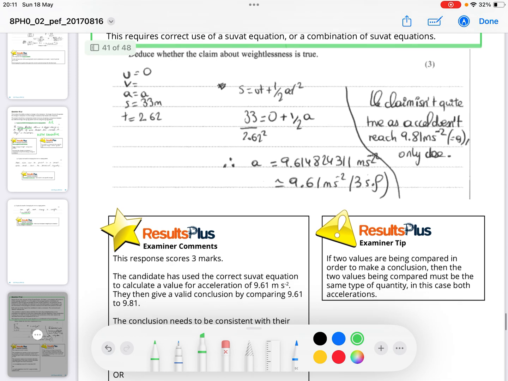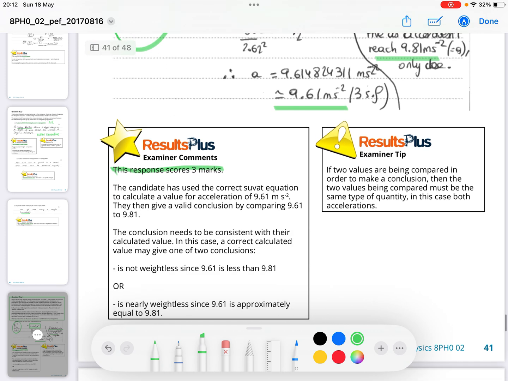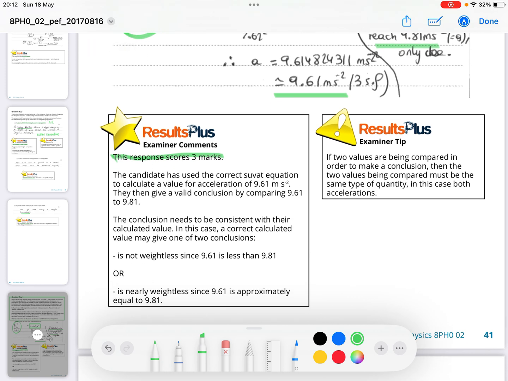This response gets 3 marks. Have they written it out clearly? This is what they're given. This is what the student has written down, what they know. They've chosen the correct equation to use SUVAT-wise, and they've worked out the acceleration as 9.61 meters per second squared. Then they've compared it to what the claim was. So it's nearly 9.81, making a conclusion. So you're comparing these 2 values.